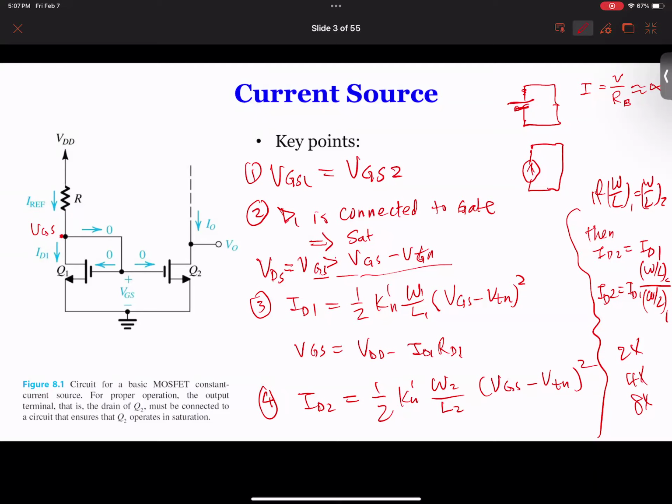So the current in the second one is much bigger, and we call that a current steering circuit. It's not a mirror anymore, because a mirror has to be the same. If it's not the same, it's not a mirror, but steering.